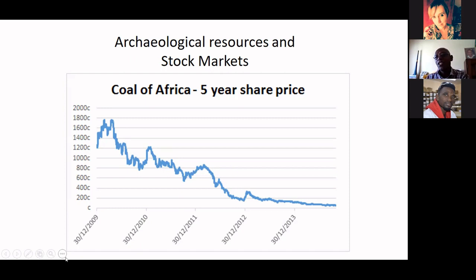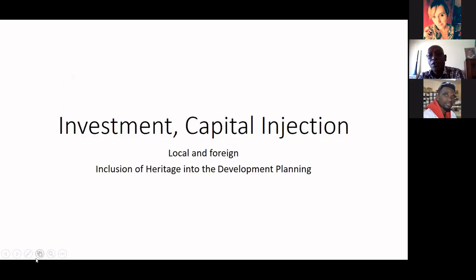One could see the general decline over the years, with a bit of a rise in 2012, when there was a bit of hope that the issue of heritage and the development were about to be resolved. But you can see the trends that issues of archaeological resources have an impact on our stock markets. And therefore, it is important that archaeologists fully get engaged on issues of stocks and futures in terms of economic development.